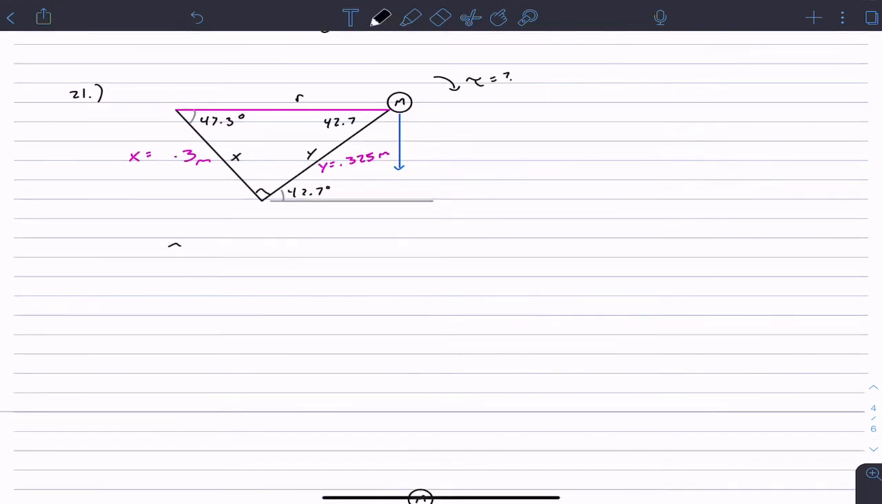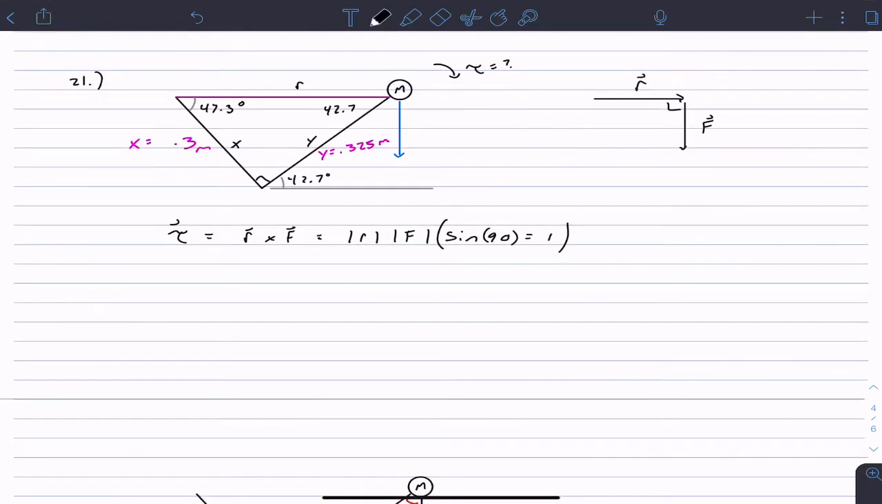So let's set this up, right? We want torque is equal to, again, r cross f is equal to magnitude r, magnitude f, sine theta, where theta is the angle between your vectors. This is our position vector. This is our force vector. So we have this crossed with this, right? The angle between them is 90. So this goes to 1. Right? So now we just have magnitude r, magnitude f.